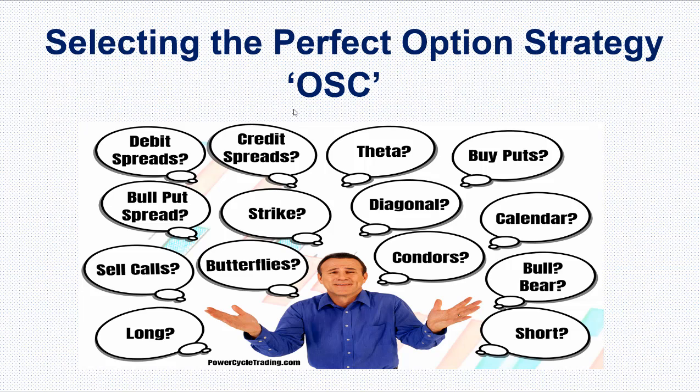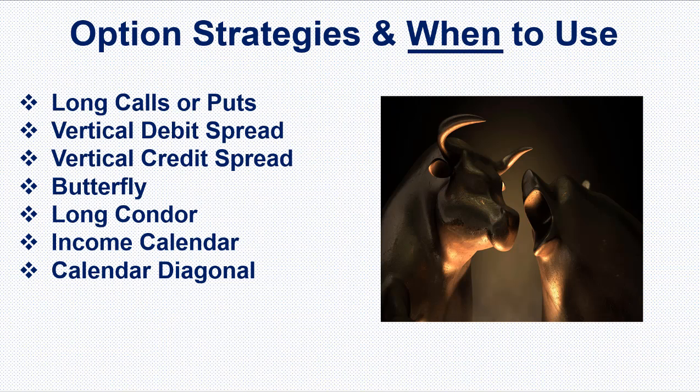So there's so many different option strategies out there. A lot of times you have an idea of maybe what to use, but you're not certain. So you have debit spreads, you've got credit spreads, you've got diagonals, etc. So what you want to be able to do is to identify what option strategy to use based on the market condition you're trading. So let's take a look. So it comes down to the option strategy to use and then when to use it.